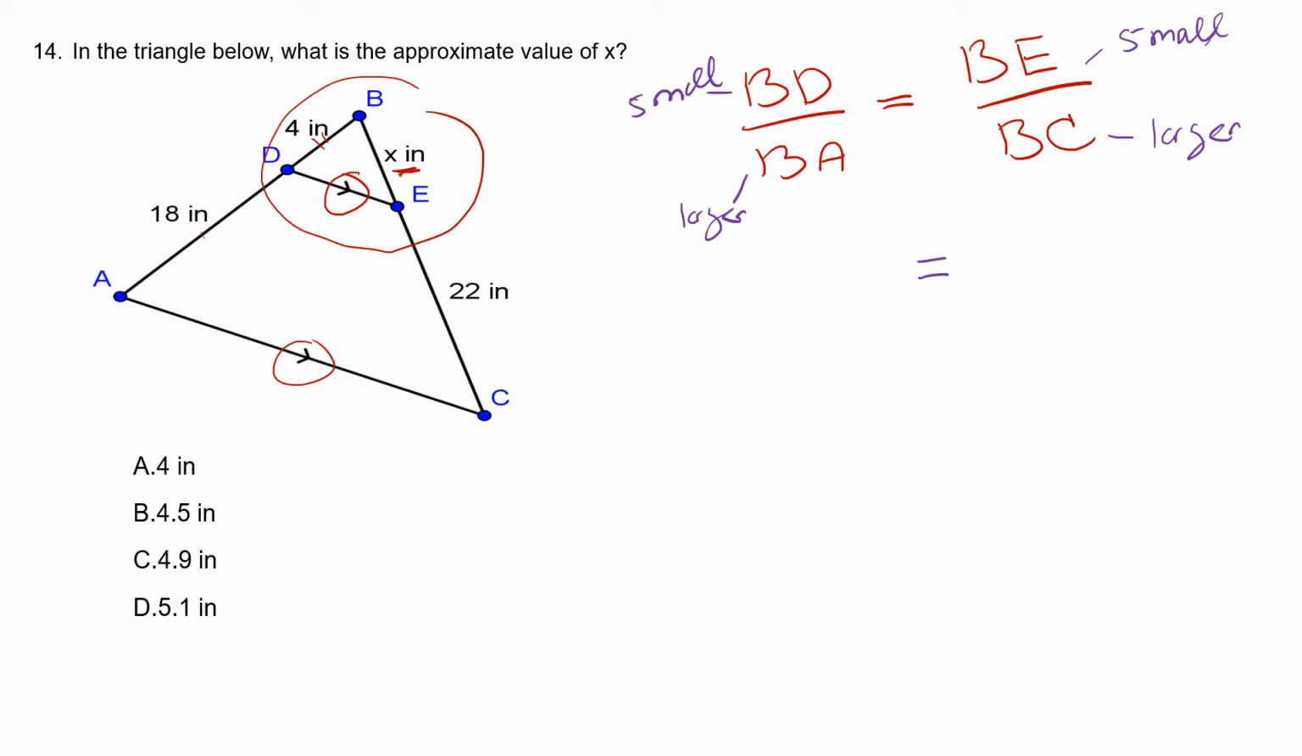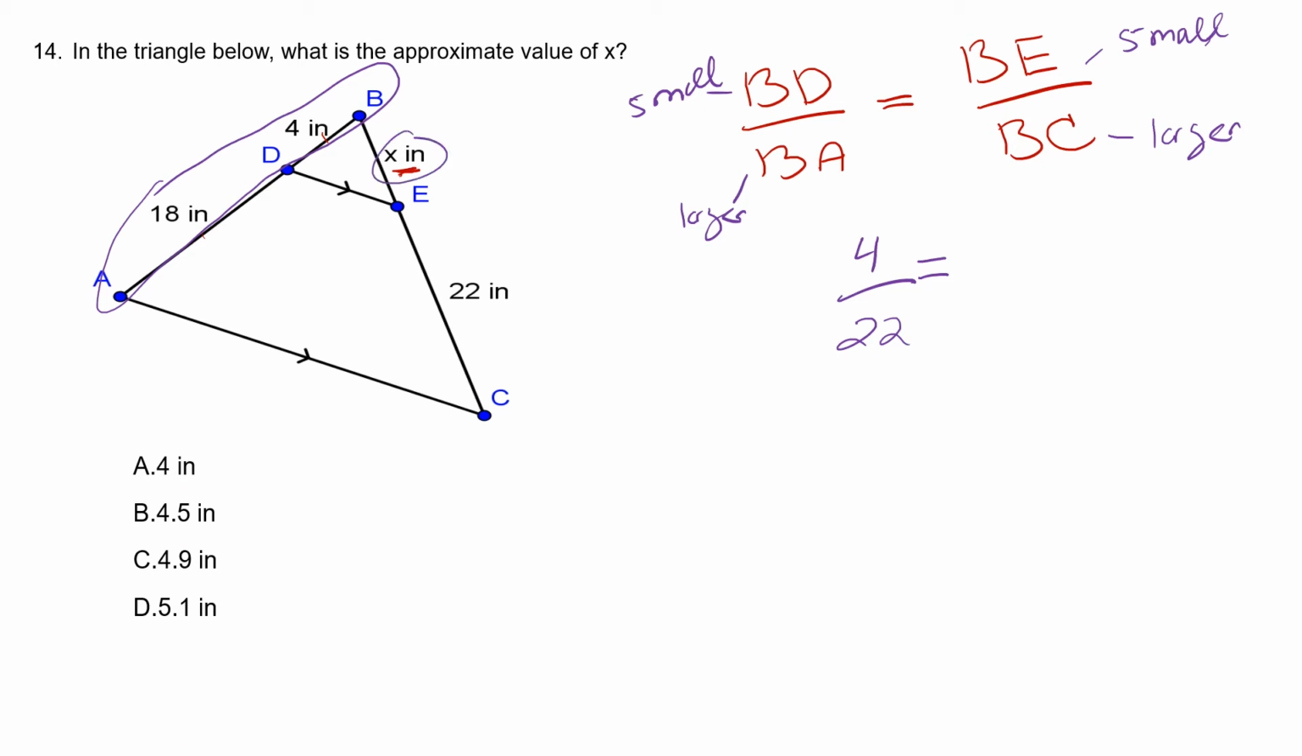So let's fill in our numbers here. So side BD, which is the small triangle, is 4. And BA, if you notice, we have 18 and 4, right? So BA is here. So the entire length of this side would be 18 plus 4, so that would have to be 22. All right. And then BE, we don't know that, so we can call it x. And BC, again, that larger triangle there. We don't know the length yet, but we do know that x plus 22 will give us the length of BC.